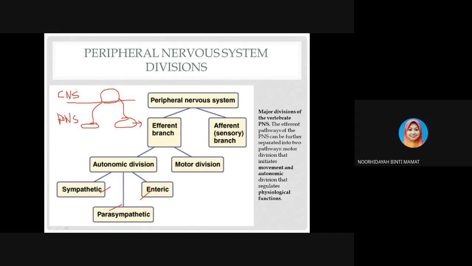It also happens in the PNS, which is the efferents. They send out the signal from the integrating center. So this is what we're talking about here, the major divisions of the vertebrate PNS. The efferent pathway of the PNS can be further separated into two pathways: motor and autonomic. The motor division initiates movement, and the autonomic division regulates physiological functions, the outcome.